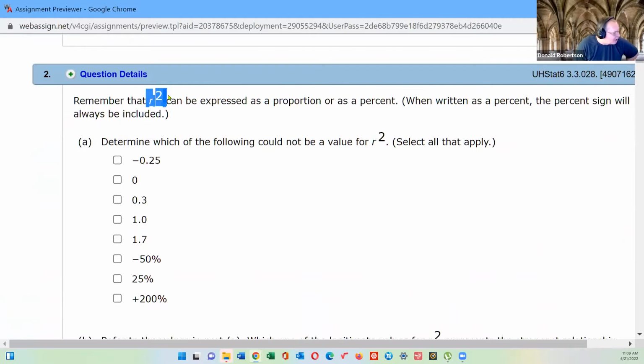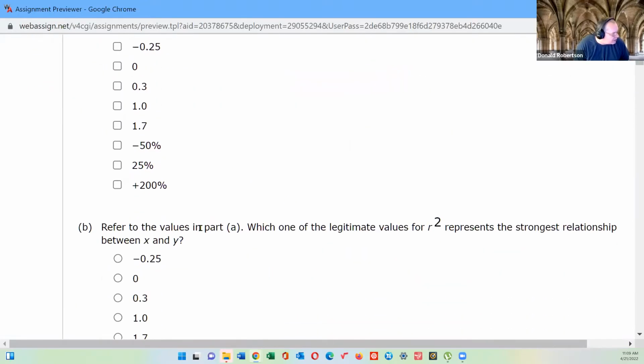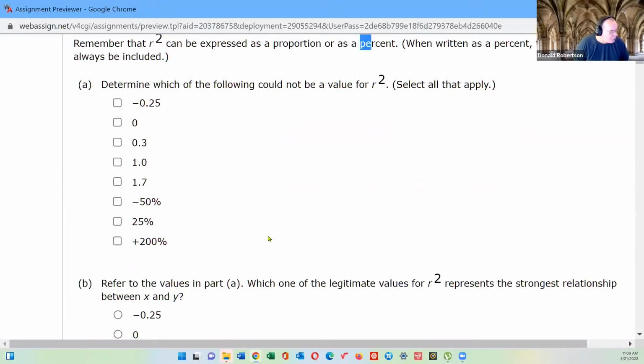Now, remember that R squared is sometimes written as a proportion or a percent, right? R squared, remember that guy called the coefficient of determination in some books, can be written as a decimal or as a percentage. So if we go through these, some of them, but not all, could be the value of R squared. No, you'll never get a negative number from R squared because it's R times R, right? That's how you calculate it.